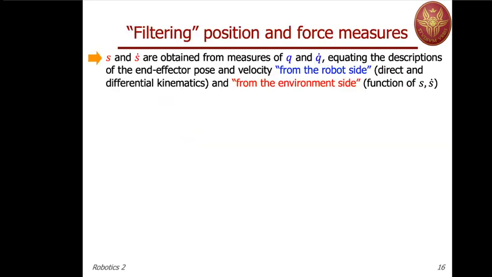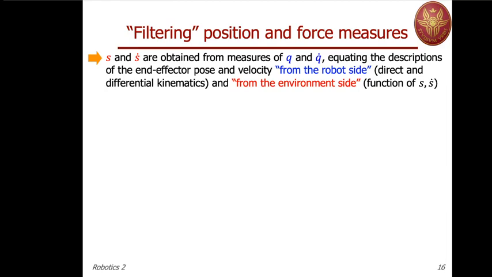So, first of all, S and S dot will be obtained from the measures of Q and Q dot. And as we have seen for the design of the controller itself, we will equate the pose and also the generalized velocity from the robot side, described by the direct kinematics and by the differential kinematics with the Jacobian, with the same description from the environment side, which is a function of S and S dot. So S indeed for the pose, and S dot for the velocities.